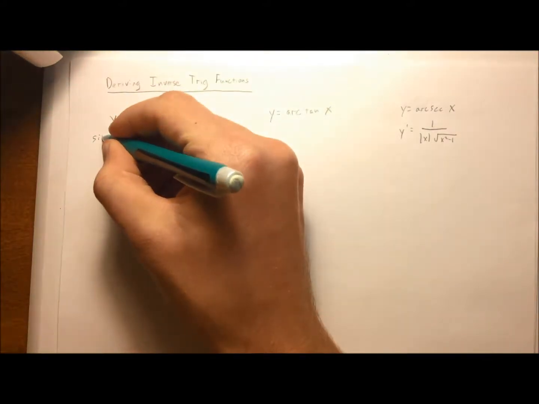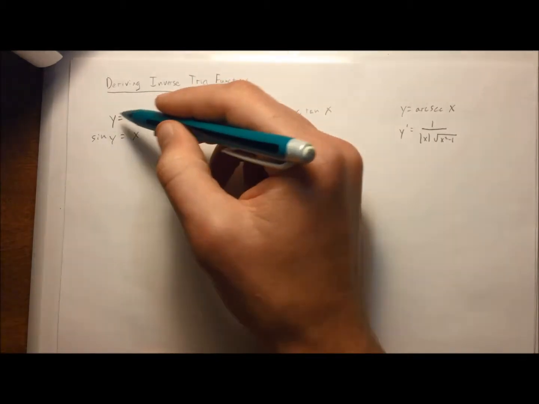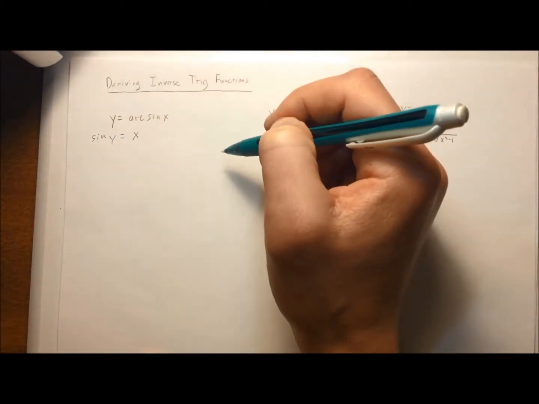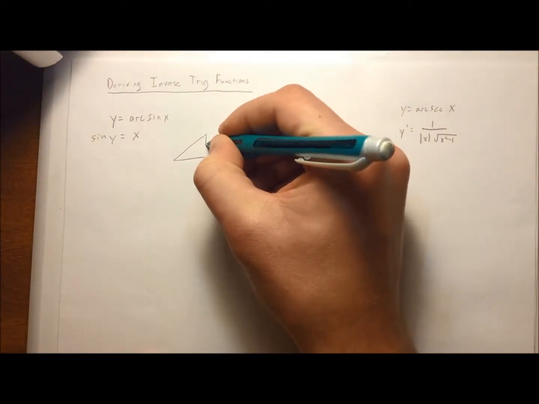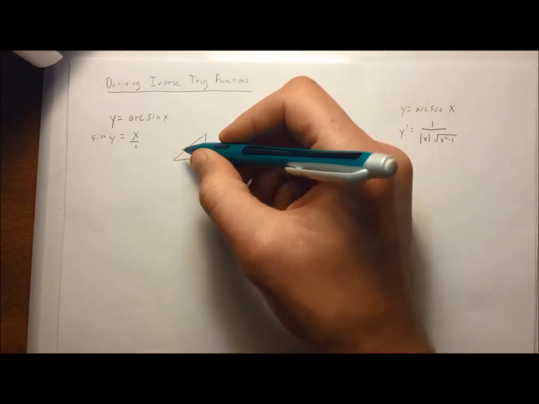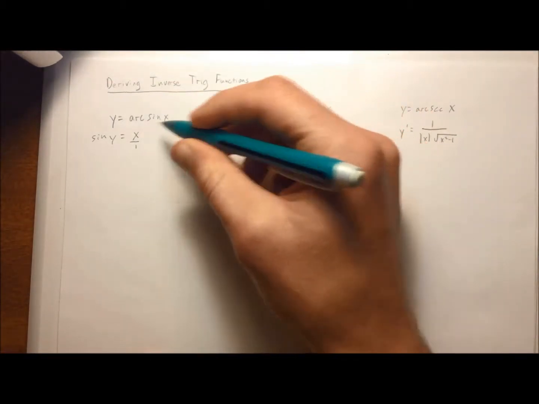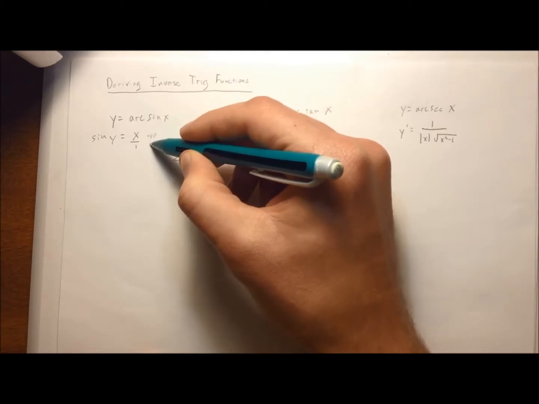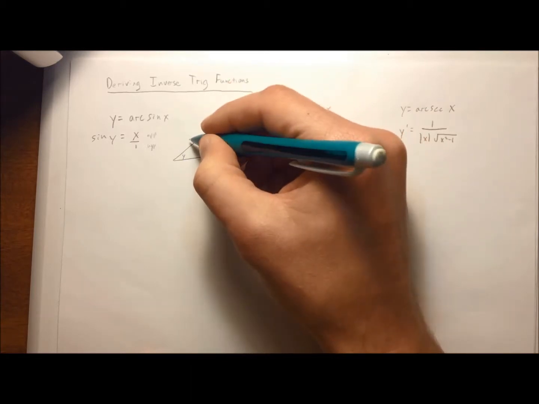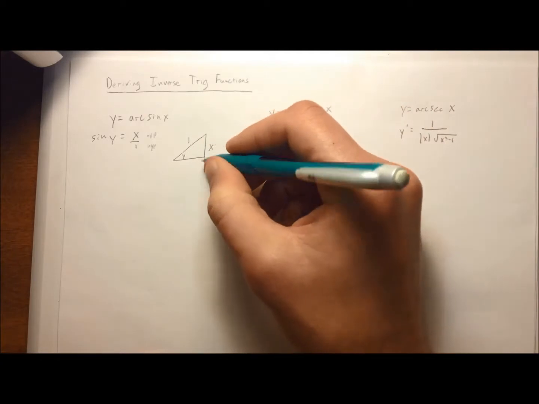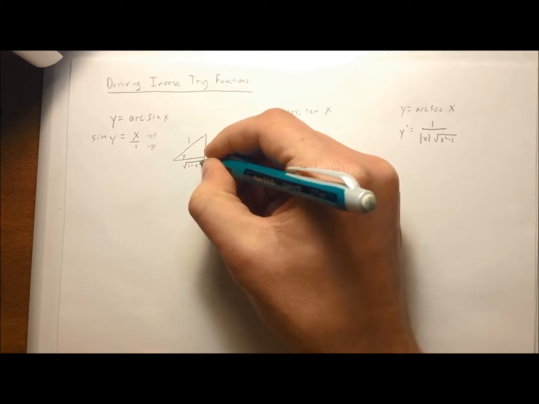I'm going to change this to the sine of y is equal to x, just by taking the sine of both sides, so the arcsine and the sine cancel out. Now I'm going to draw my triangle. Because this is x over 1 and y is the angle, the sine of y is opposite over hypotenuse. So the opposite side is x, the hypotenuse is 1. So using the Pythagorean theorem, I would get the third side to be the square root of 1 minus x squared.